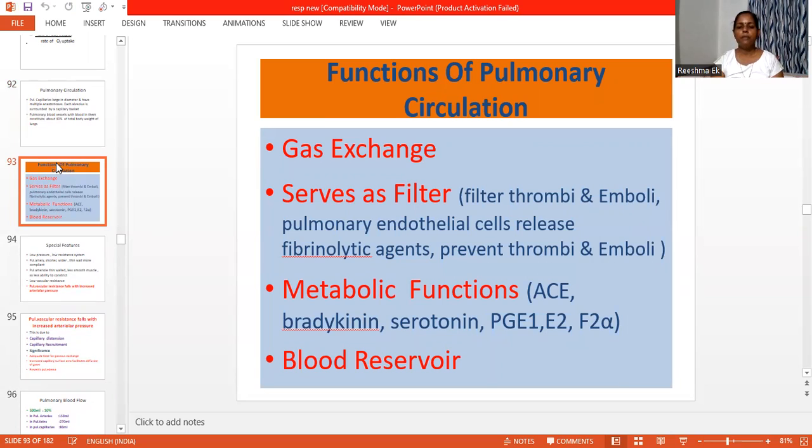About the functions of pulmonary circulation. The main functions of pulmonary circulation are gas exchange, and it serves as a filter, that is, it filters thrombi and emboli. Pulmonary endothelial cells release fibrinolytic agents, which prevent thrombi and emboli. Then metabolic functions: it helps in the metabolism of ACE, bradykinin, serotonin, prostaglandins E1, E2, F2 alpha. It is also a blood reservoir.